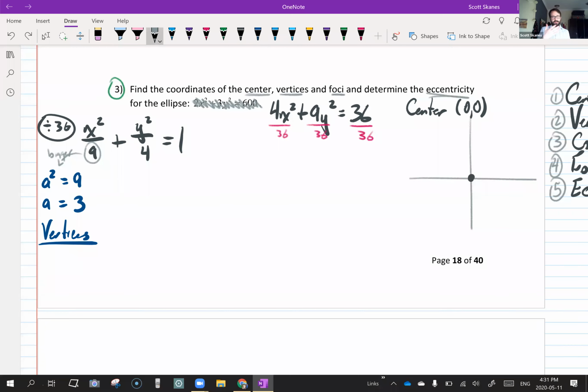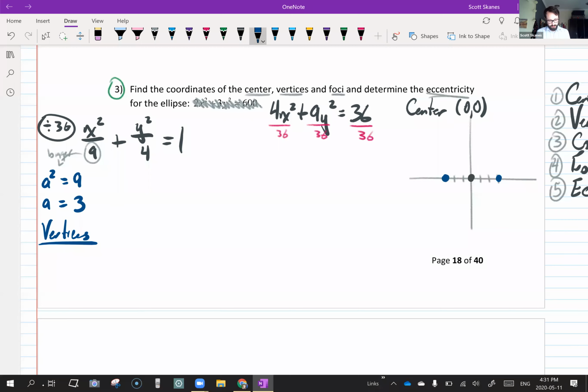So Abdo, even you with your basic drawing skills, you can do this. Just go 1, 2, 3 to the left. 1, 2, 3 to the right. You said 3, 3. I think you mean 3 and negative 3. So right here and right here.